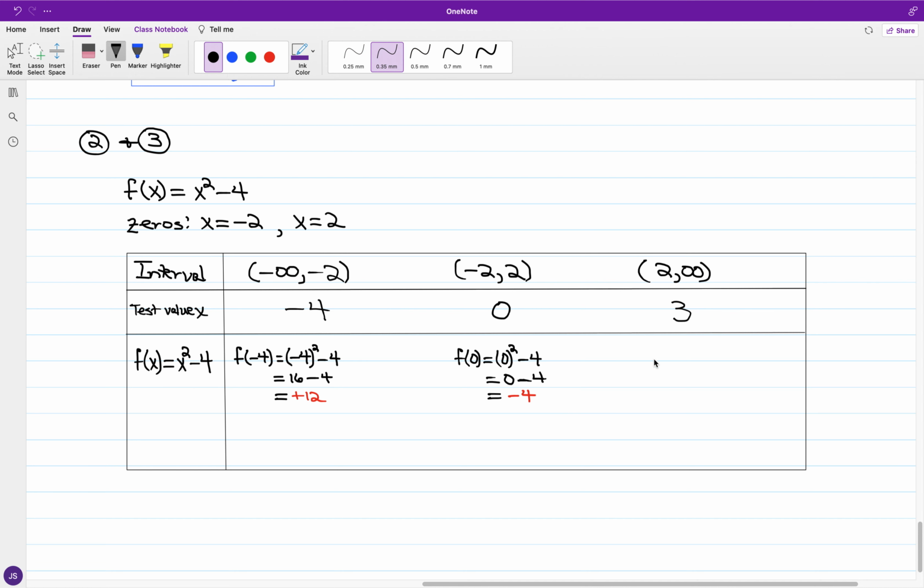And for f of 3, I'm looking at 3 squared minus 4. 3 squared is 9, and 9 minus 4 is going to come out to a positive 5.